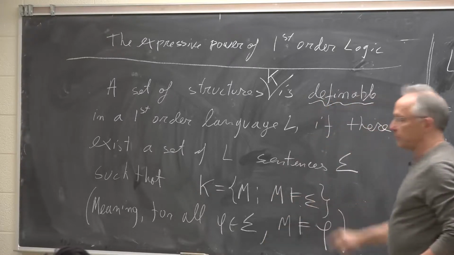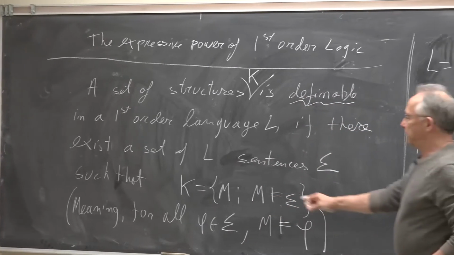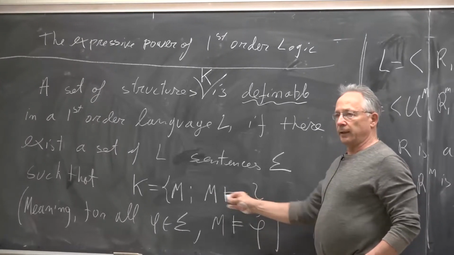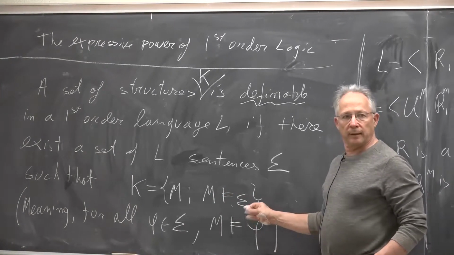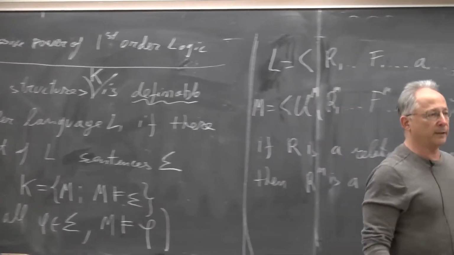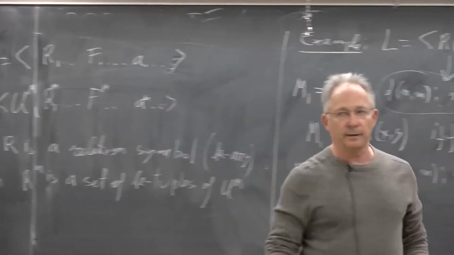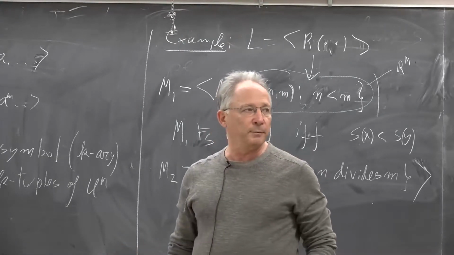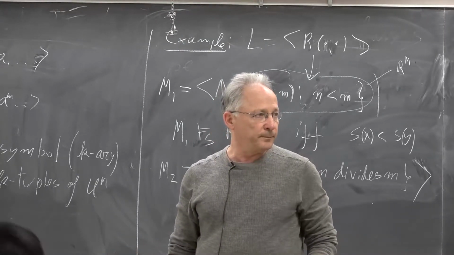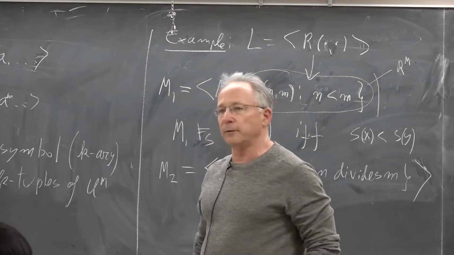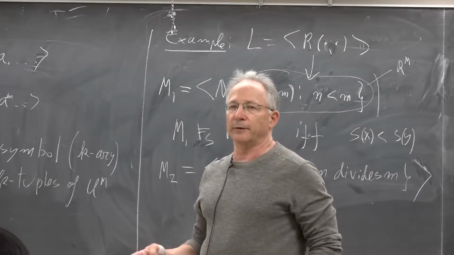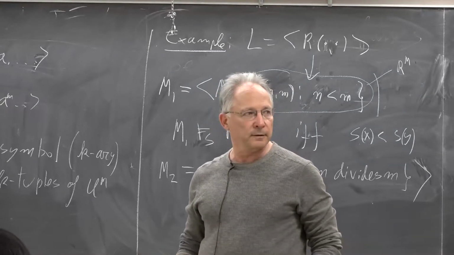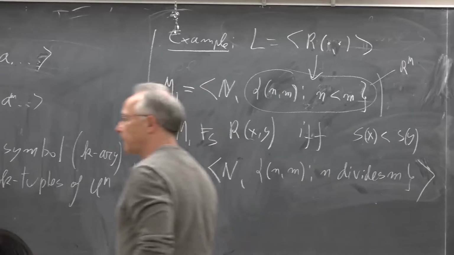This is kind of an abuse of notation: we have this notation for M satisfying a formula, and here I say it satisfies a set of formulas, which is just a way of saying it satisfies every single formula in the set. So this is very reminiscent of the notion of definability that we saw in propositional logic. But in propositional logic, what we defined is a set of truth assignments, and here I define a set of structures. So let us look at some examples.